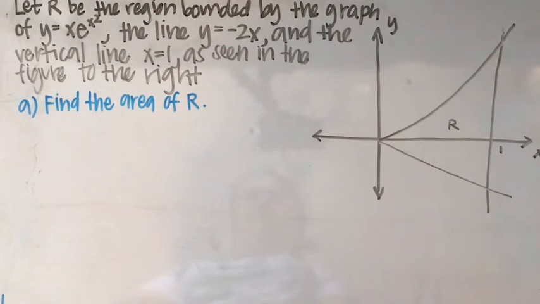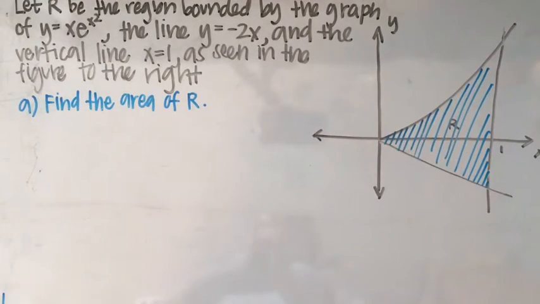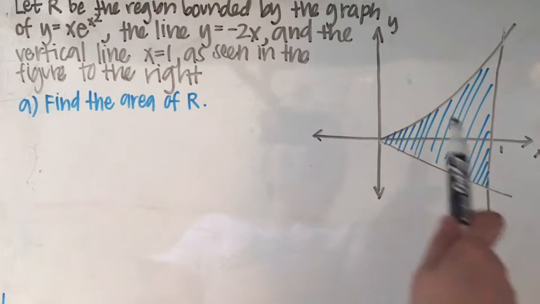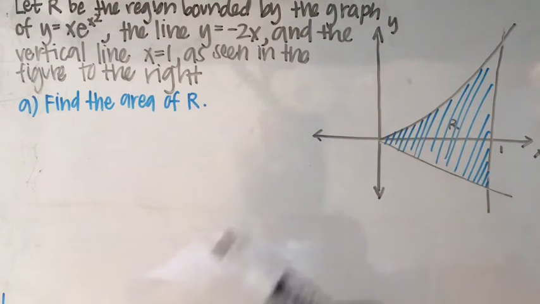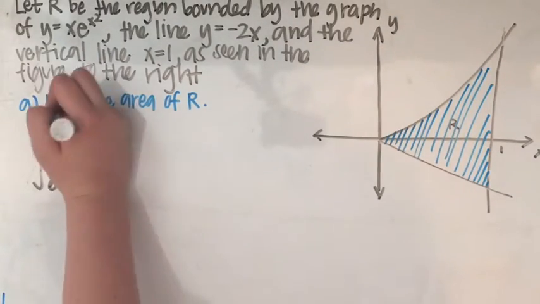Part 1 of this FRQ is to find the area of this region R. So we want to find this whole area here. The first thing we're going to do is find the endpoints of the area so we know where we're going to do our integral from. Luckily this one's pretty easy, and we know that one of our endpoints is going to be 1 and one of our endpoints is going to be 0. So we already know that it's going to be the integral from 0 to 1.